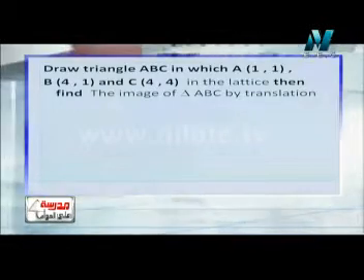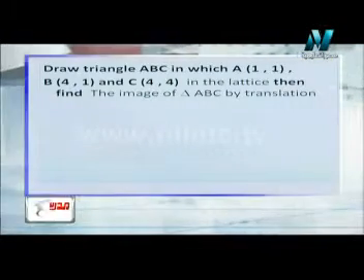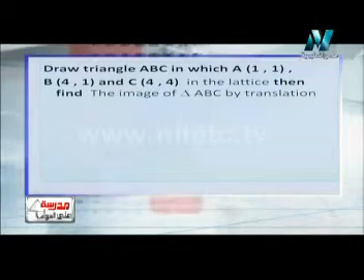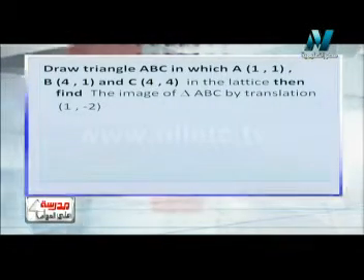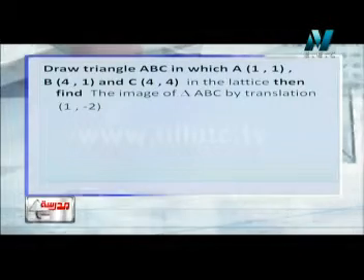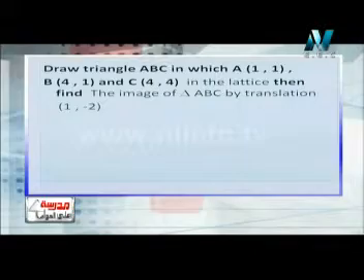Our question now is on translation. Draw triangle ABC in which point A is (1, 1), point B is (4, 1) and point C is (4, 4) in the lattice diagram. Then find the image of triangle ABC by translation (1, -2). Then we will find the image of each point A, B and C by translation (1, -2).